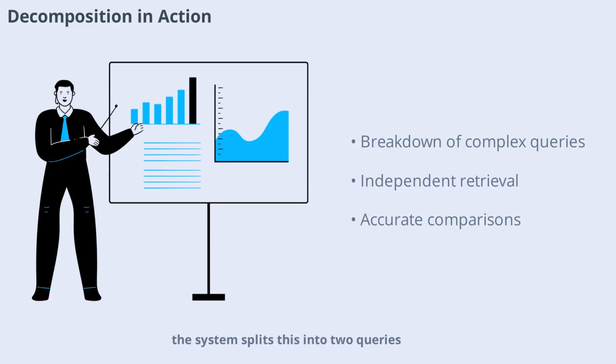For example, if a user asks, "Did company A make more revenue in 2023 than company B?" the system splits this into 2 queries, one for company A's 2023 revenue and one for company B's. It retrieves the relevant data for each, then feeds both to the LLM for comparison. This modular approach ensures that even complex, multi-part questions are handled with precision.